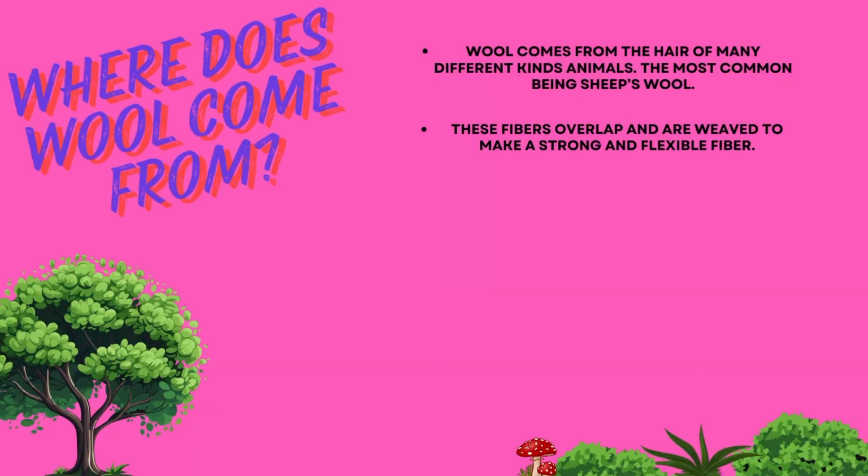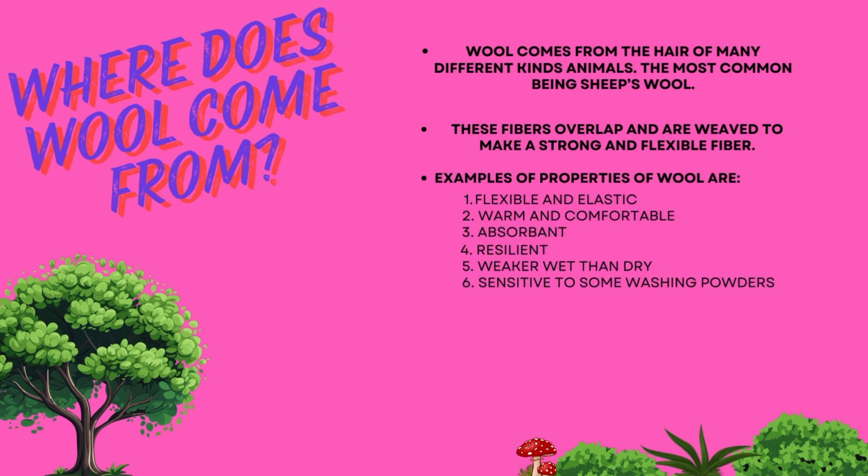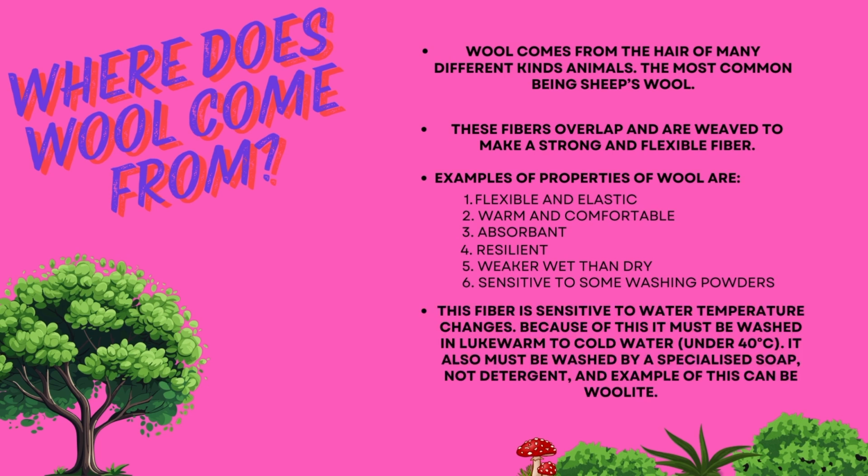Wool comes from the hair of many different kinds of animals, the most common being sheep wool. These fibers are overlapped and weaved to make this strong, flexible fiber. Examples of properties of wool are that it can be flexible and elastic, warm and comfortable, absorbent, resilient, weaker when dry, and sensitive to some washing powders.